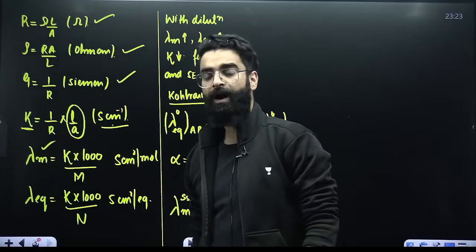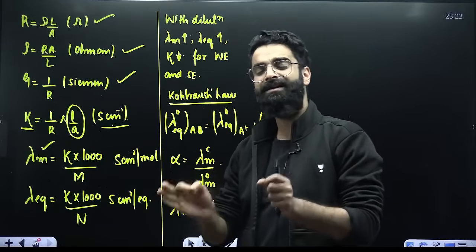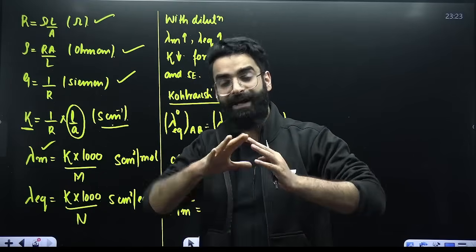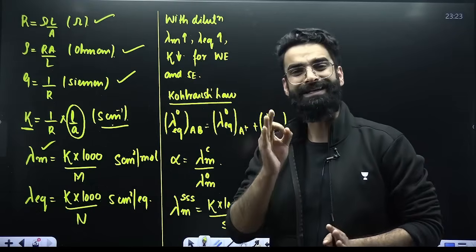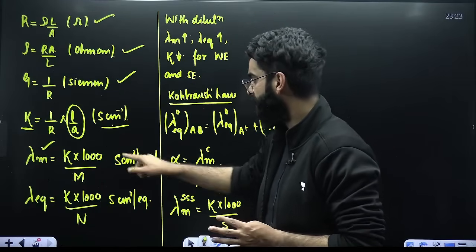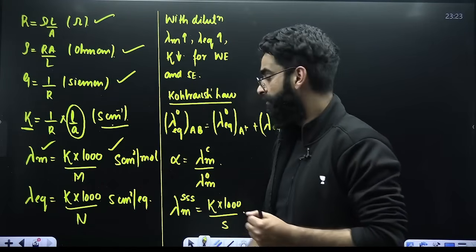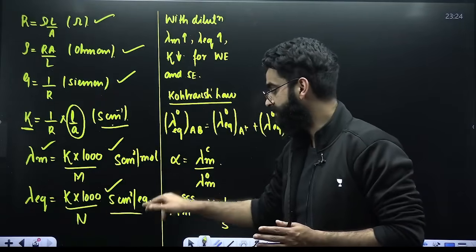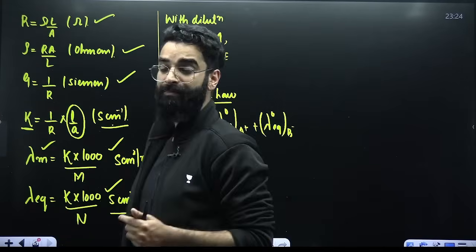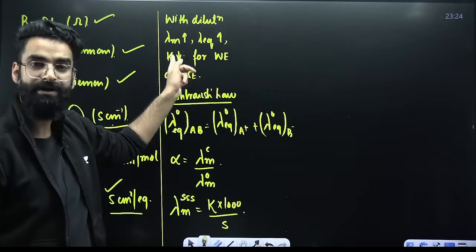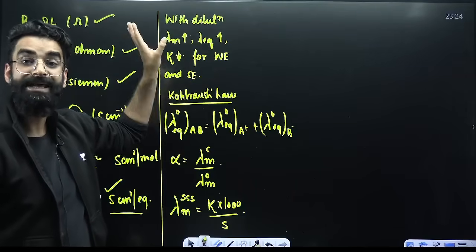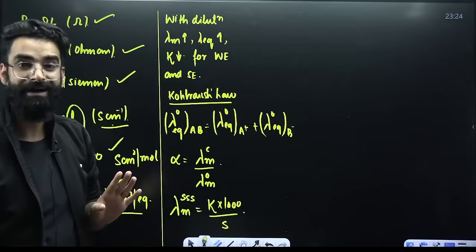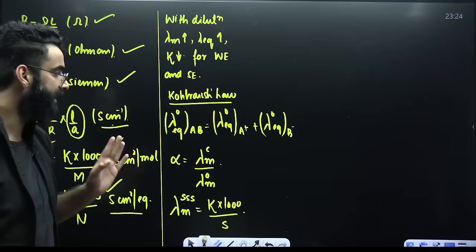Molar conductance. How do you define molar conductance? It is defined as the conductance shown by the electrolytic solution when 1 mole of electrolyte is present in a given volume of solution. Perfect. This is how you calculate molar conductance. Molar conductivity is kappa multiplied by 1000 divided by normality, right? When it's to be calculated in Siemens centimeter square per equivalent. Now you should remember with dilution, molar conductance and equivalent conductance increase, but conductivity decreases, right? Conductivity decreases, and it's valid for both weak as well as strong electrolytes.